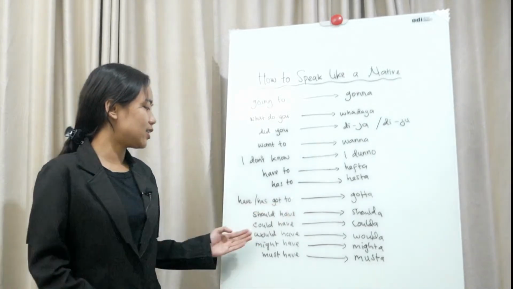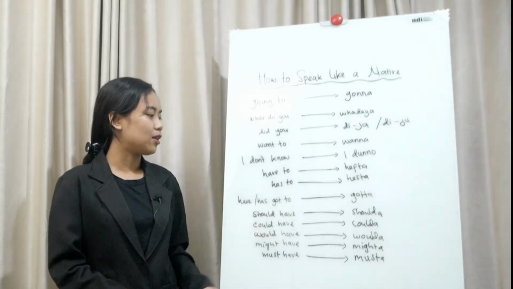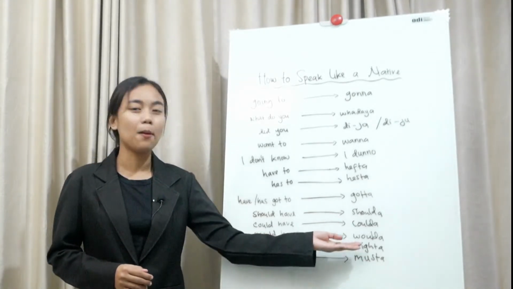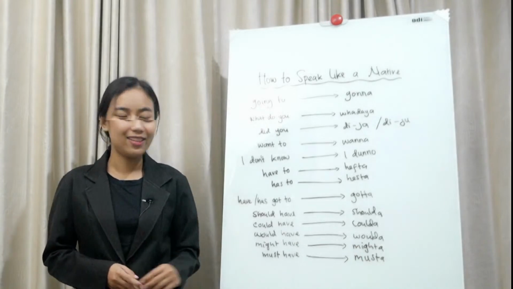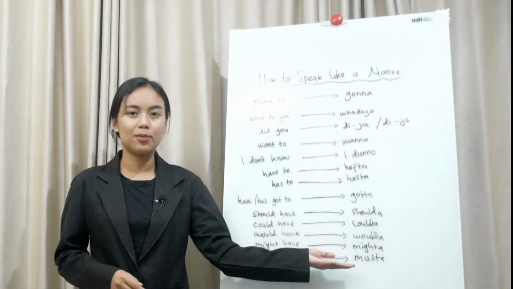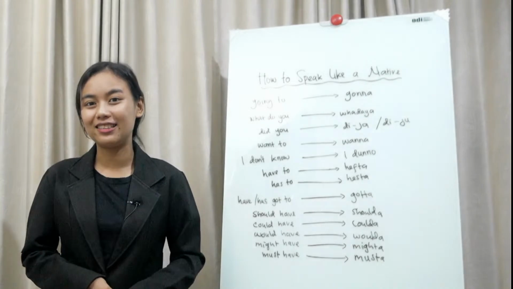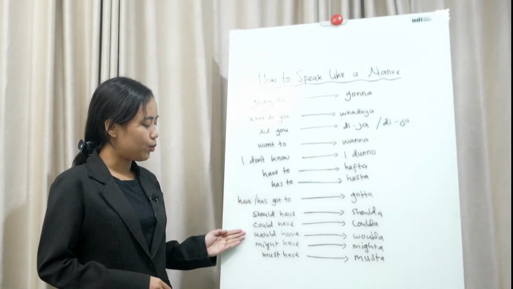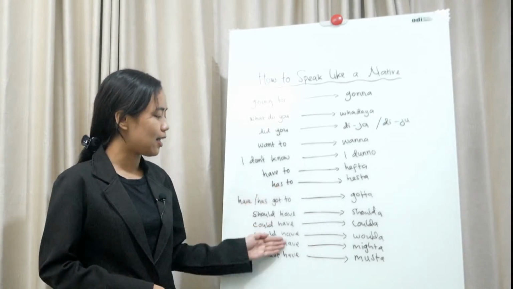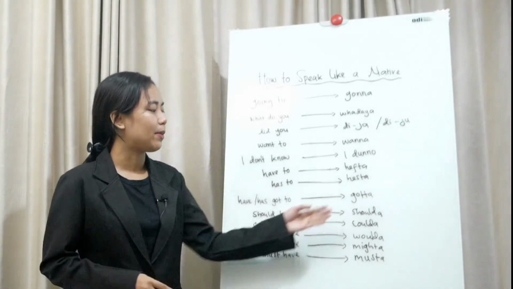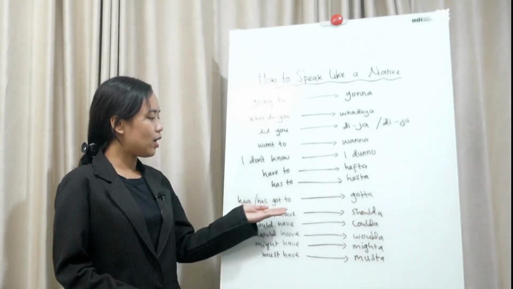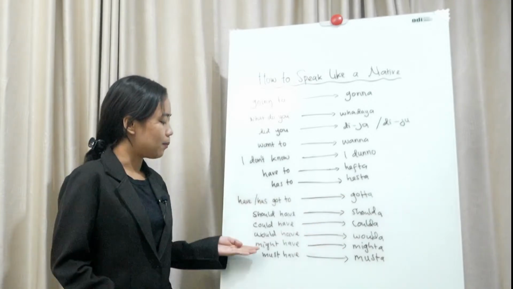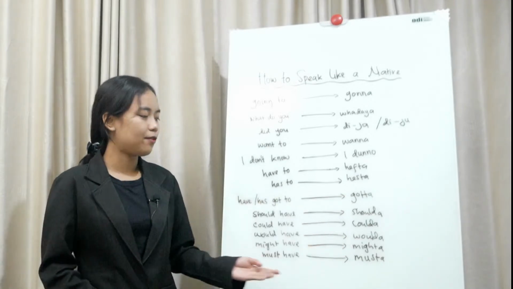Next, kita punya would have yang akan disingkat menjadi woulda, might have disingkat menjadi mighta, dan juga must have disingkat menjadi musta. So, ketika modal verb should, could, would, might, dan juga must ketemu dengan kata have, dia bisa disingkat dengan menambahkan a di belakangnya. Should have, shoulda, could have, coulda, would have, woulda, might have, mighta, must have, musta.